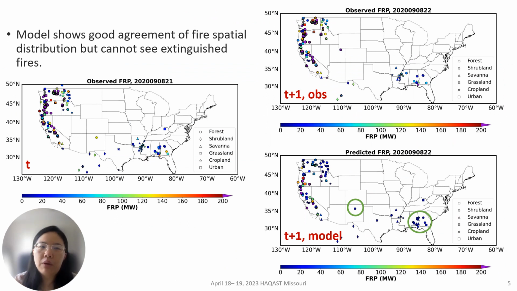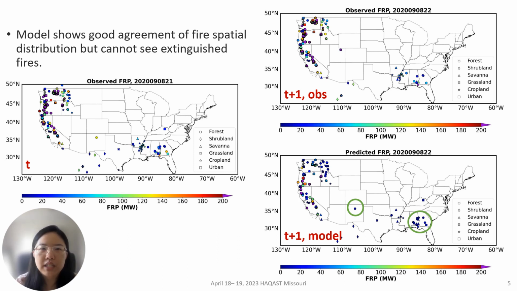We also tried to put the fire frames back onto a coordinates map, as we show here. The figure on the left is the current hour, time t, and the figures on the right are the fire distribution at time t plus 1. Overall, the model shows quite good agreement in fire spatial distributions.